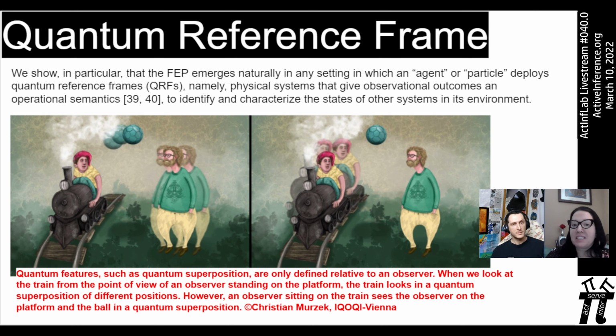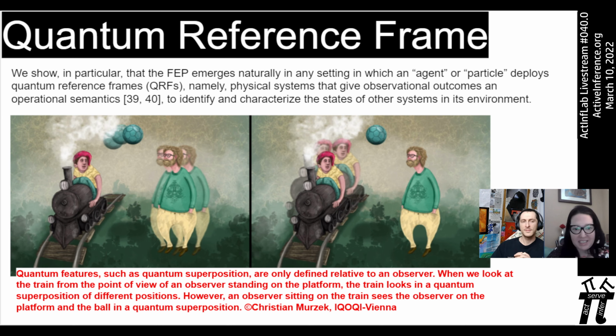Namely physical systems that give observational outcomes and operational semantics to identify and characterize the states of other systems in its environment. And so this was kind of a cool figure that I pulled down. It's like a man on a train. To the man, the train is moving, and to the person on the train, the man is moving, right? And so it depends on your perspective. And this is kind of what a quantum reference frame is getting at here.